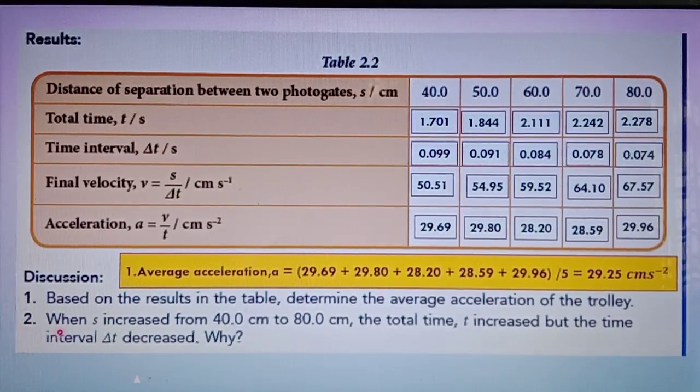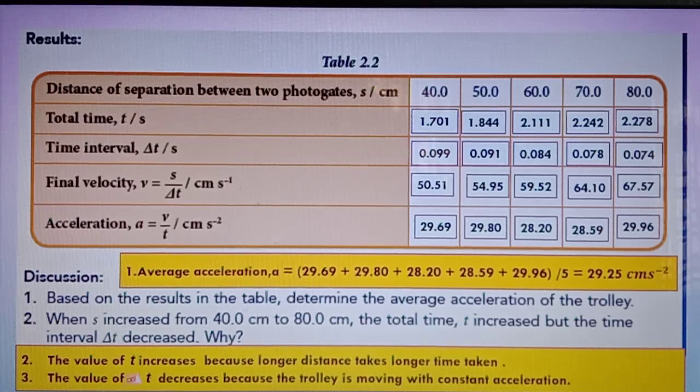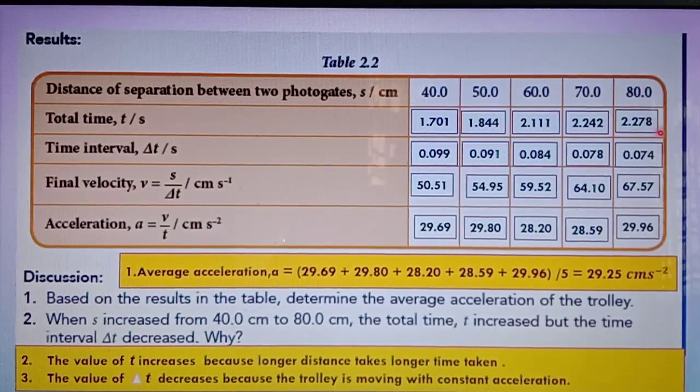And then number two: when S increases from 40 to 80, total time T increases, but time interval delta T decreases. Why? For this one, the value of T increases. The total time taken increases because a longer distance takes a longer time. So you can see 40 cm, 50 cm, 60 cm, 70 cm, 80 cm. Of course, the time taken will be longer.